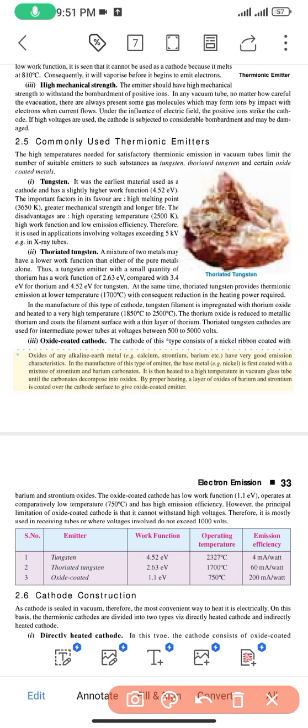of thorium. Thoriated tungsten cathodes are used for intermediate power tubes as voltage between 500 to 5000 volts. Here we can see a picture of thoriated tungsten.